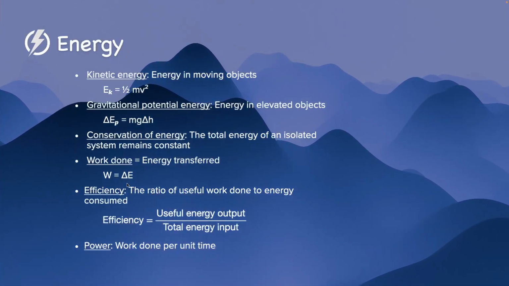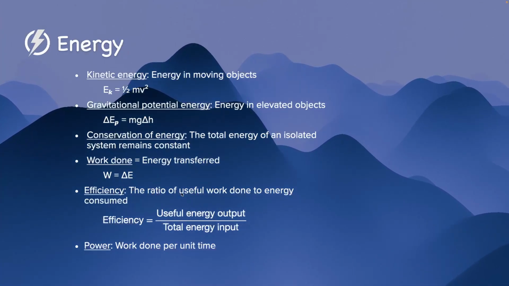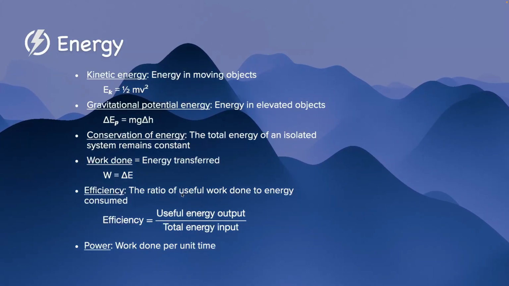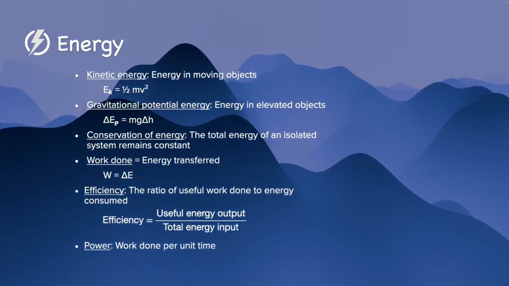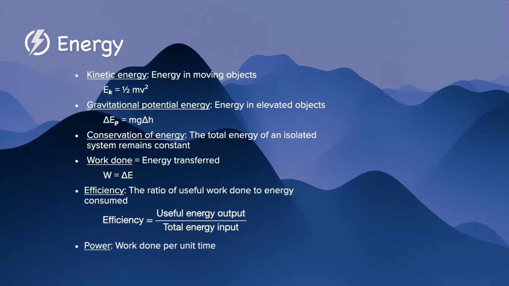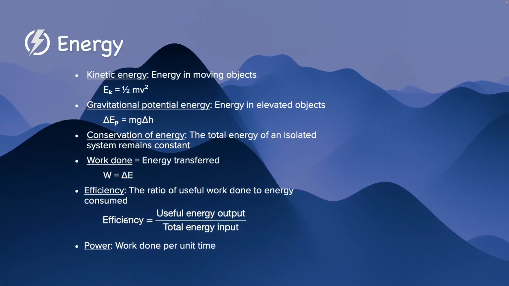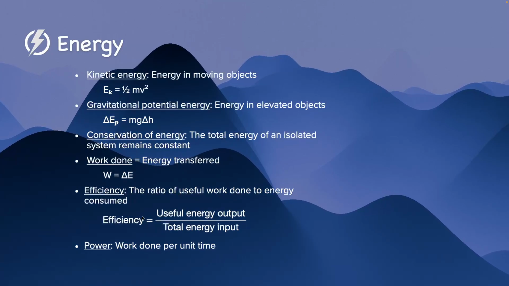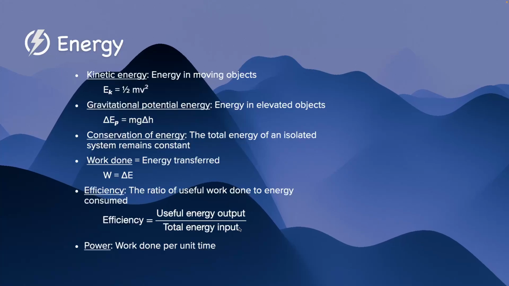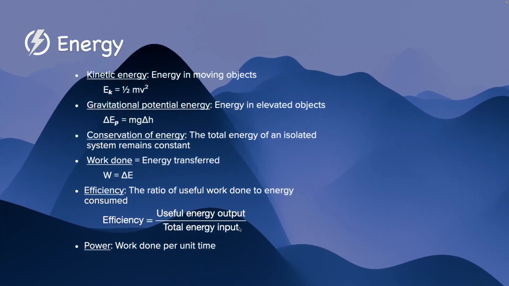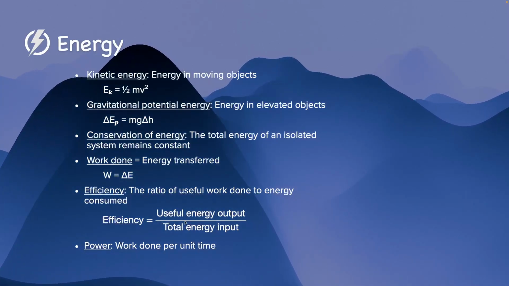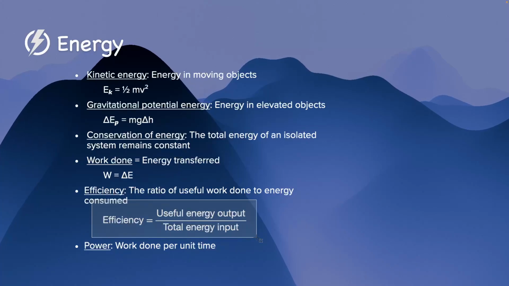Efficiency is the ratio of useful work done to the energy consumed. We won't be going through the rearrangement of these equations because that's part of mathematics. Anyways, the efficiency is the useful energy output upon total energy input. So for example, if a motor uses 100 joules of energy, but it only changes the kinetic energy by 80 joules, the efficiency in this case would be 80% or 0.8.